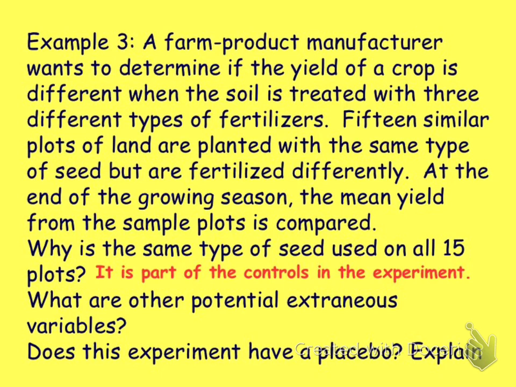Whenever we talked about controlling things, maybe the type of seed that was used could be an extraneous variable. So I want to control as many things as possible. The type of seed that I use is going to be one of those controls, one of those things that I hold constant. So if every single plot of land is getting the same type of seed, then that means that the type of seed is not going to affect my yield of crop.